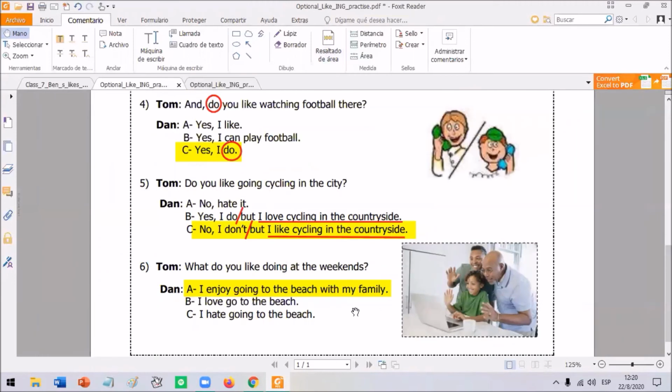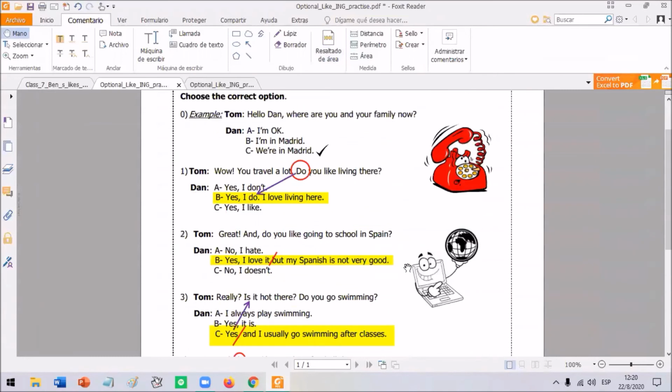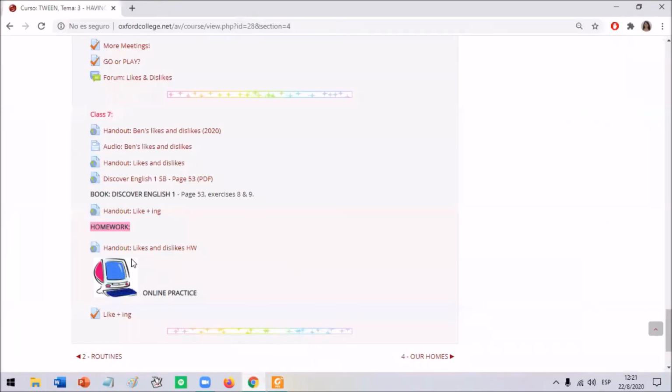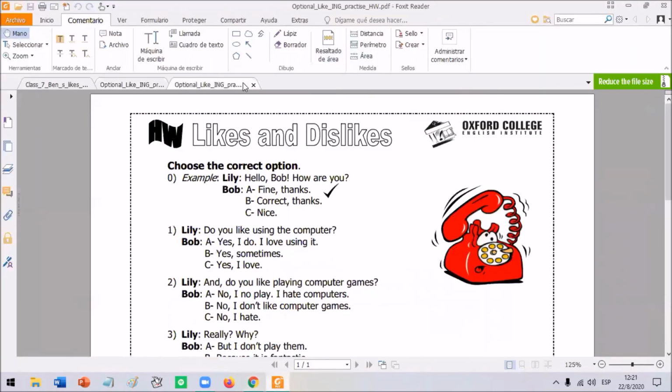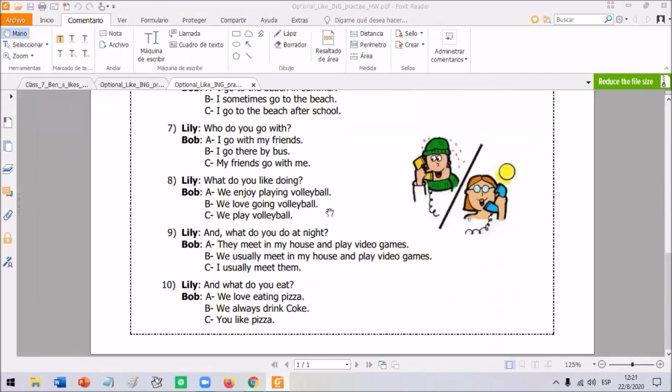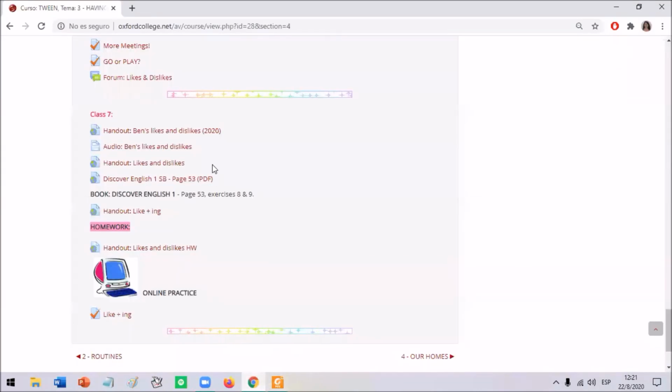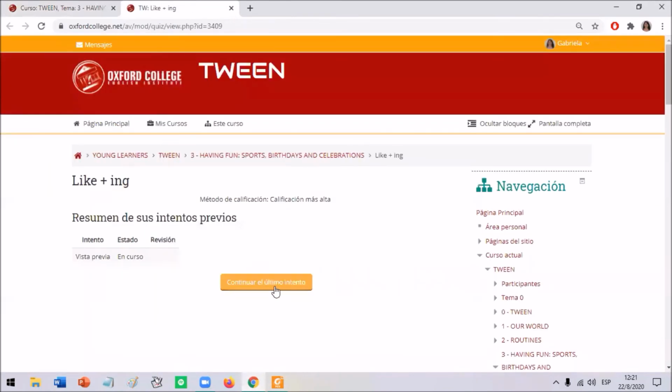Okay? So now we are ready with this handout. Let me tell you about today's homework. So, you have one handout that is very similar to this one. Look. Okay, re parecido, ¿sí? La misma idea, solo que van a tener una conversación diferente. Es otro diálogo. But you do the same. You read the questions and you choose the correct answer to complete the conversation. And then we also have an online practice called Like plus ING. Let's see.